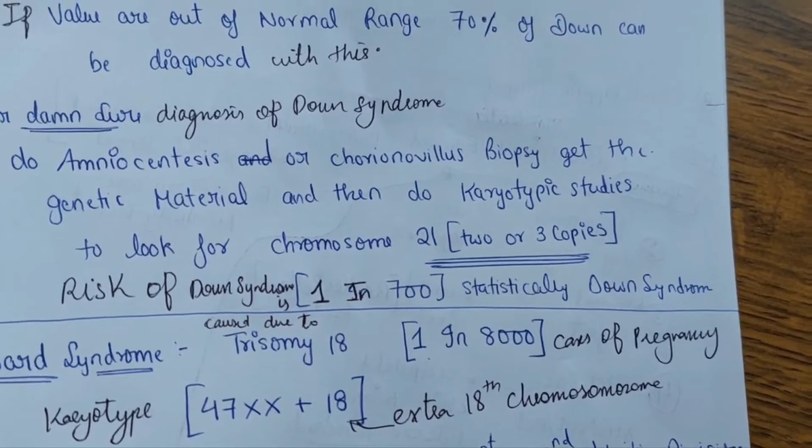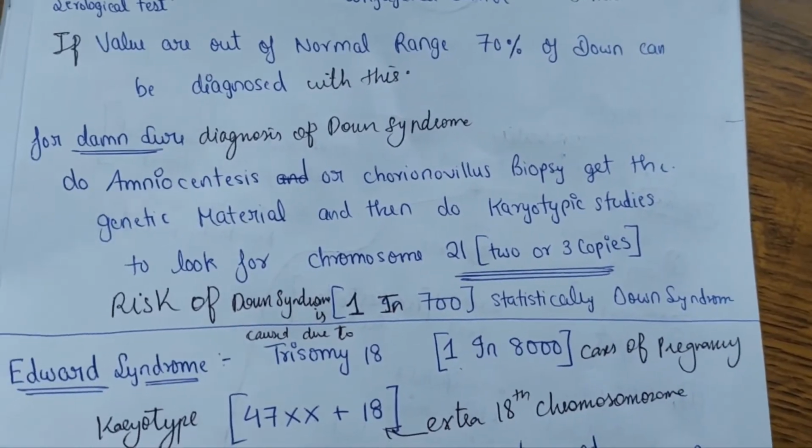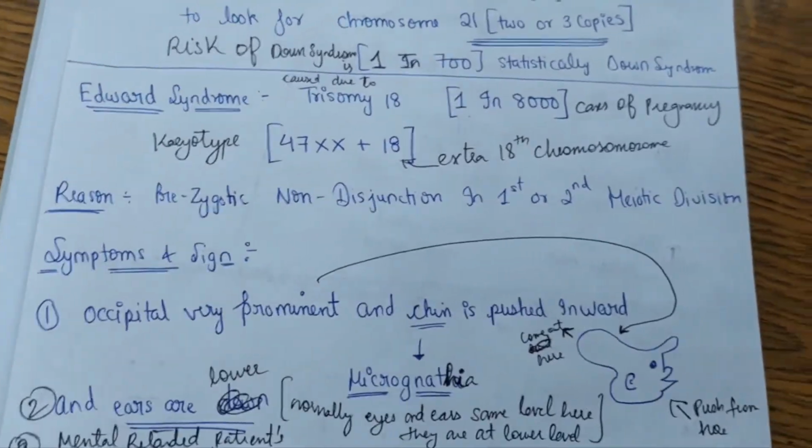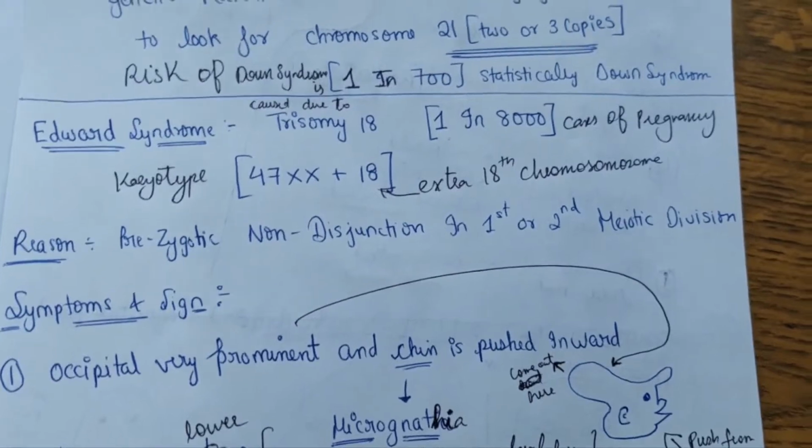The risk of having Down syndrome is pretty high, and the risk of Down syndrome is 1 in 700 pregnancies. That is statistically proven. So the risk of Down syndrome is very high.